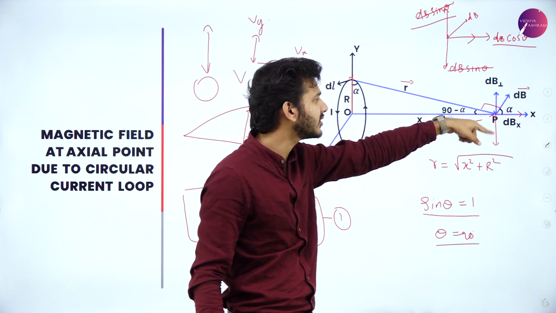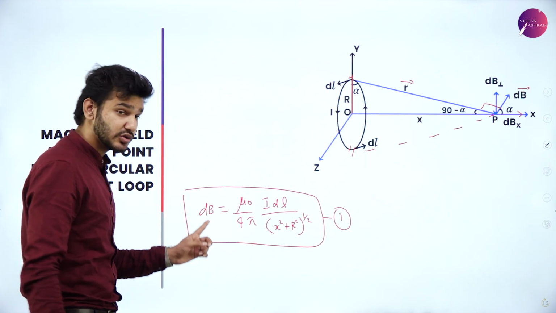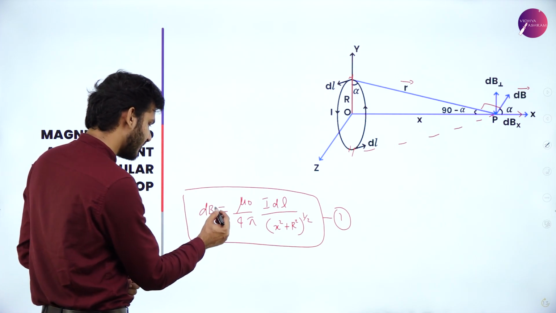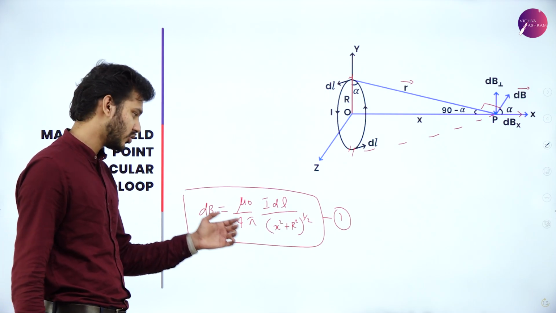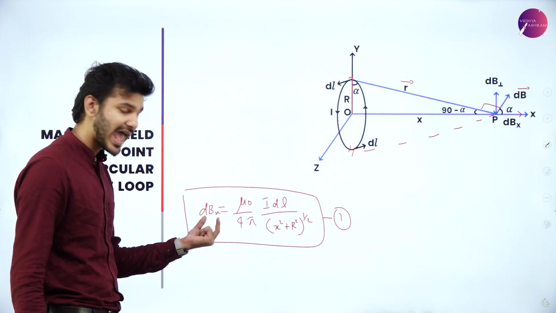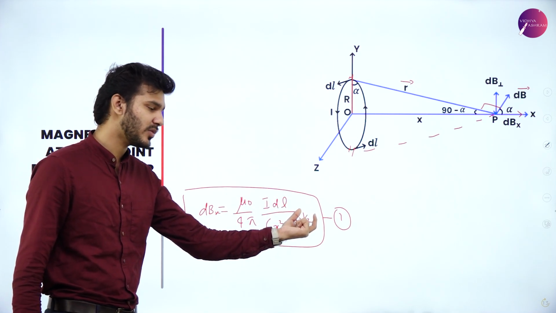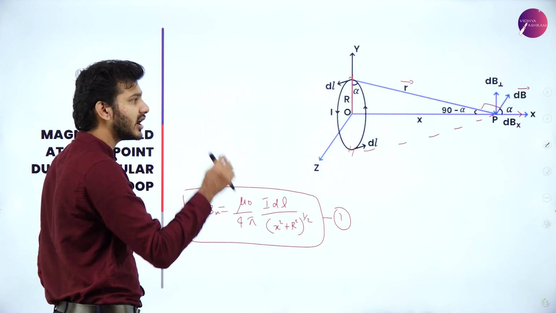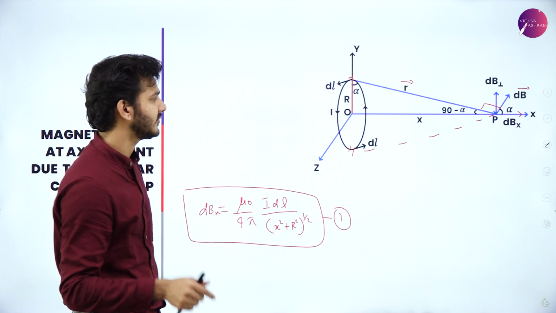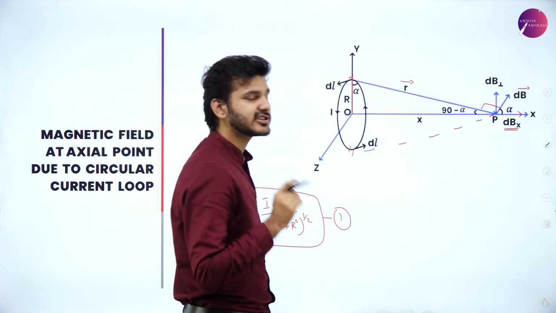So dB y components cancel each other out, dBx components remain. So this particular equation, now we know that there is only magnetic field along the x direction. So we can write this particular equation as dB x cos theta, which means we just have to multiply a cos theta here also. So this is for a small element dB. That is, for a small element dl, the magnetic field is small dB.